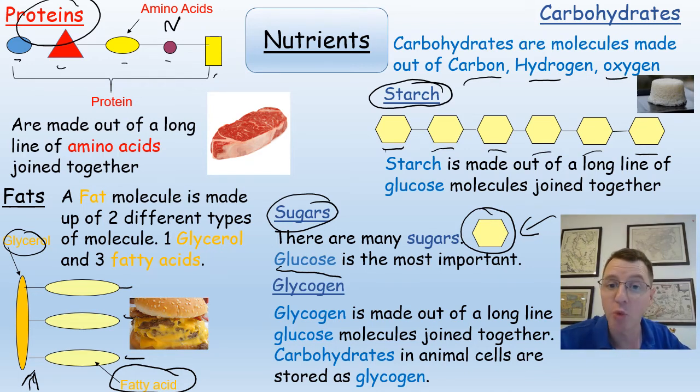For our own bodies, we cannot store starch. So when we need to store our sugars in the liver, we will store those sugars as a long molecule called glycogen. And again, it's a very similar molecule to starch in that it's a very long chain molecule made out of many, many glucose all joined together. So in animal cells, the carbohydrates are stored as glycogen.